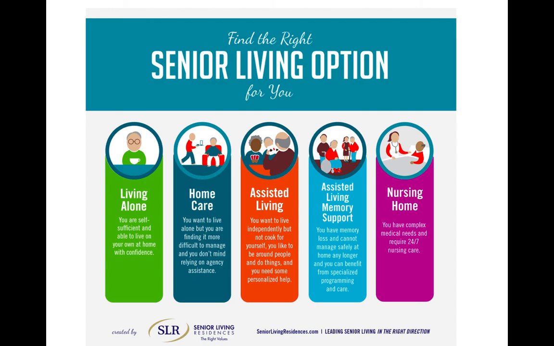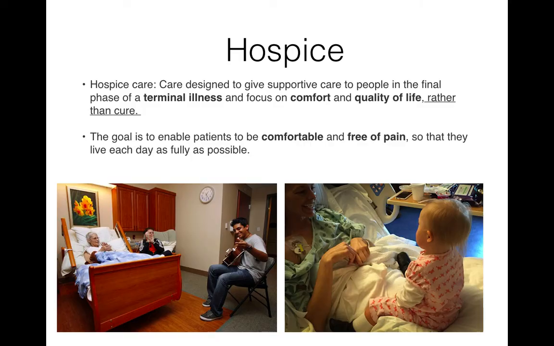There are patients who have dementia and memory issues. There is another option called assisted living memory support, where they care for patients who have problems with memory, and they have special programs or care plans for them. There is the skilled nursing facility or the nursing home, where patients have complex medical needs and require 24/7 nursing care.